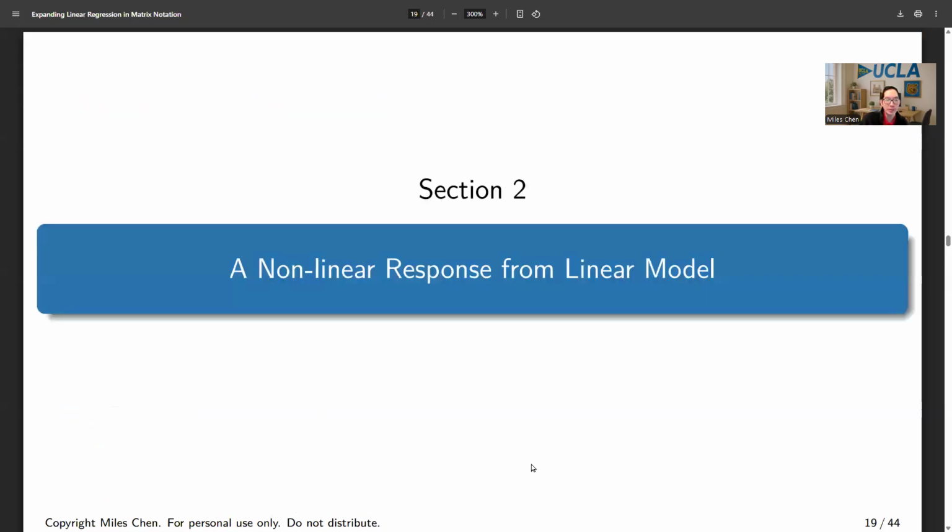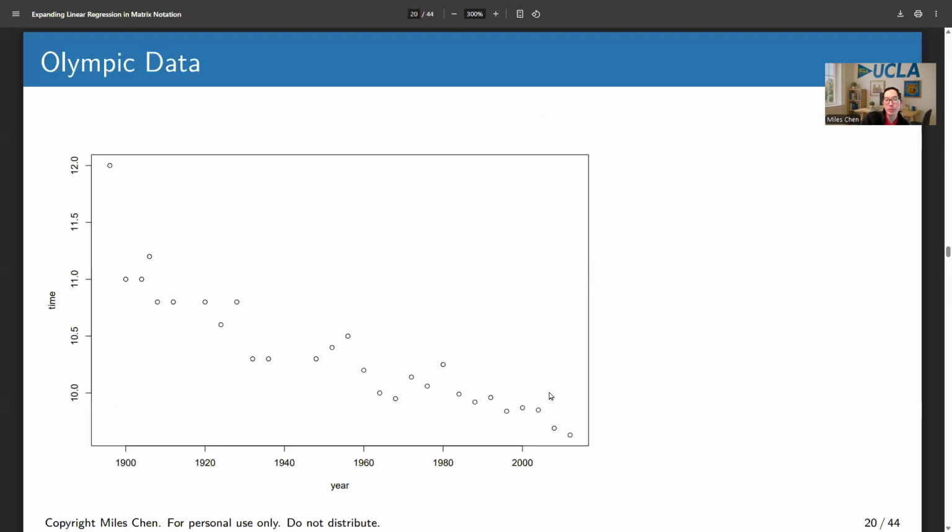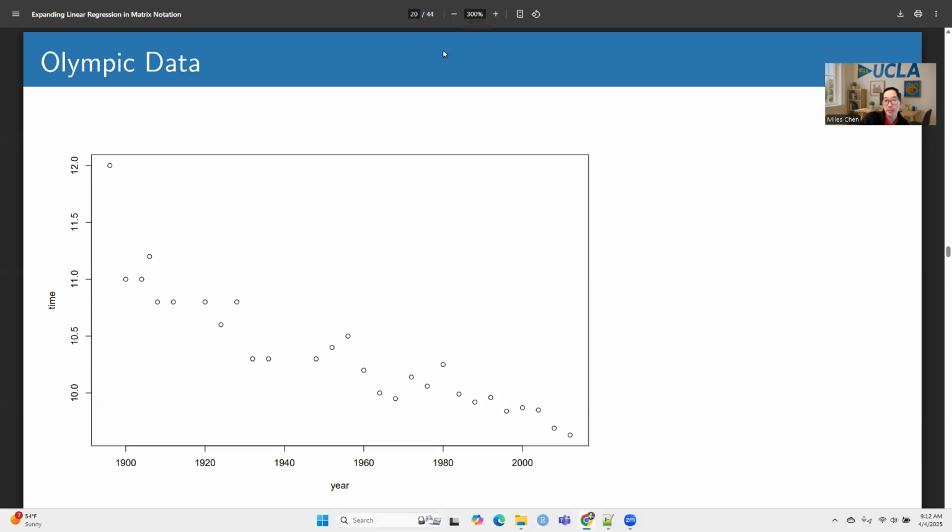Now, what if we want to fit a quadratic term or something like that? If we want a nonlinear response from a linear model, we'll still have a linear model in that, as the x value changes, our prediction goes down by the same amount.